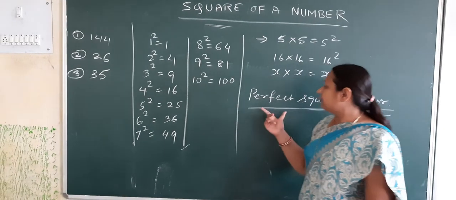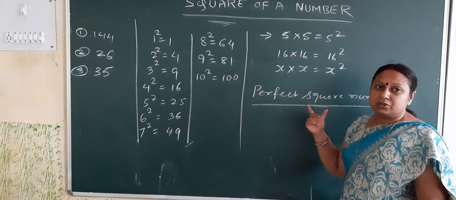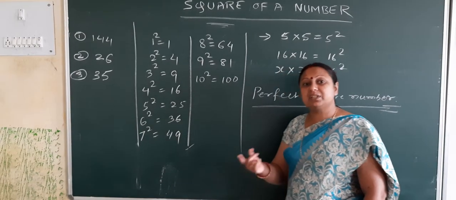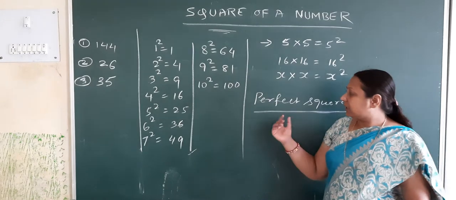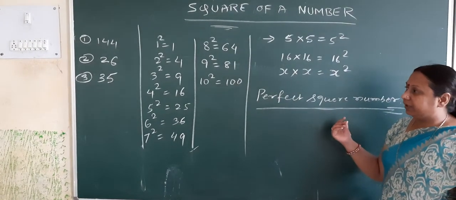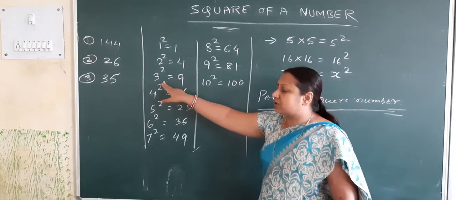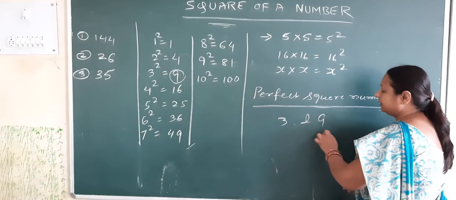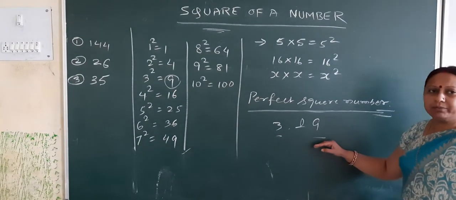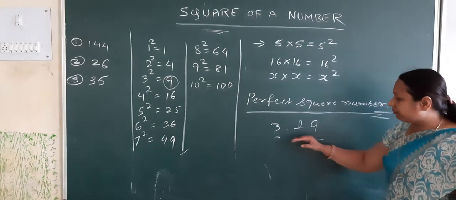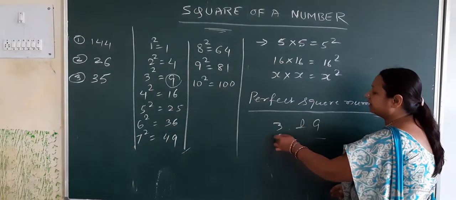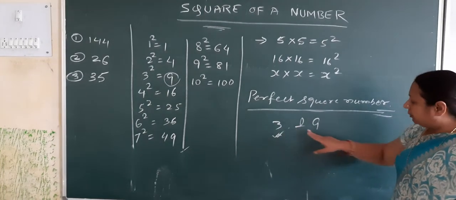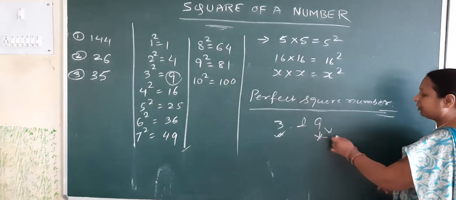Which numbers come under perfect square numbers? Those numbers which are the square of another number come under perfect square numbers. See, 9. 9 is the square of 3, that's why 9 is a perfect square number. We compare 3 and 9. We can find the square of 3 and the square of 9. But in these two numbers, can we say that 3 is a perfect square number? No, because it is not the square of any number. But we can say that 9 is a perfect square because it is the square of 3.